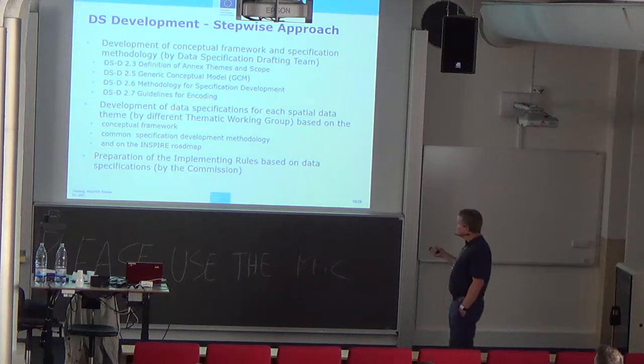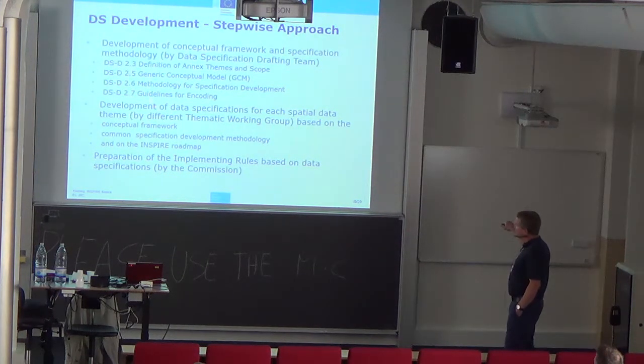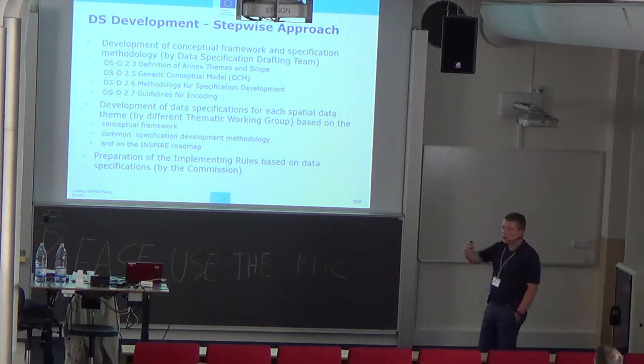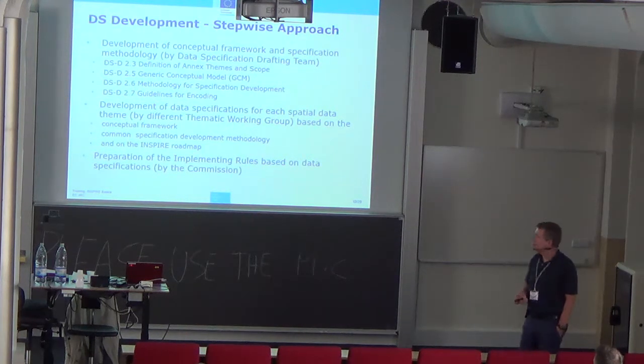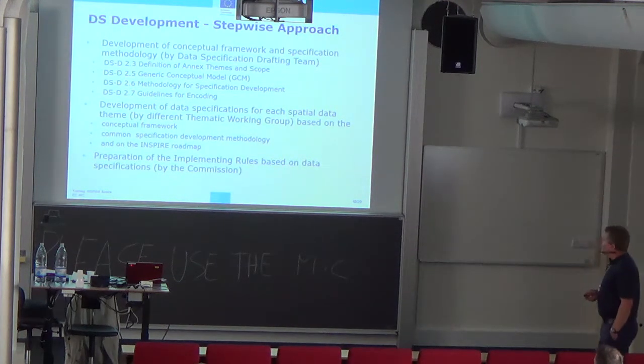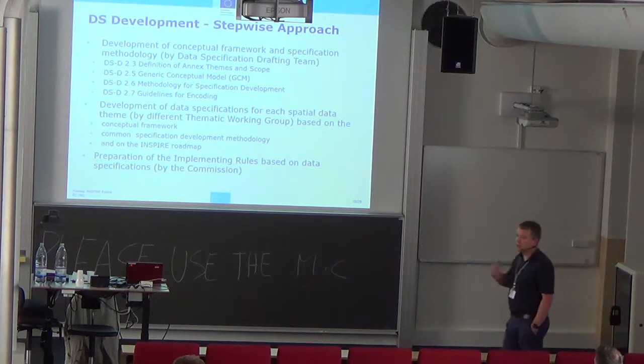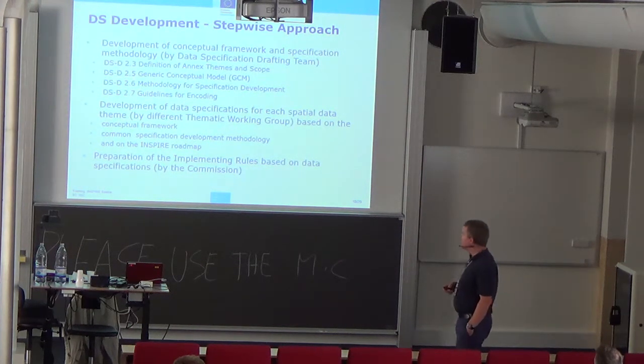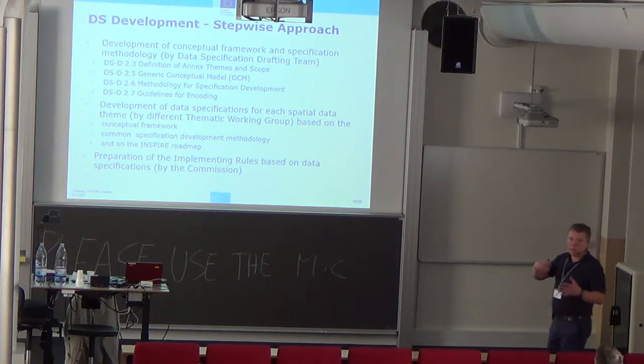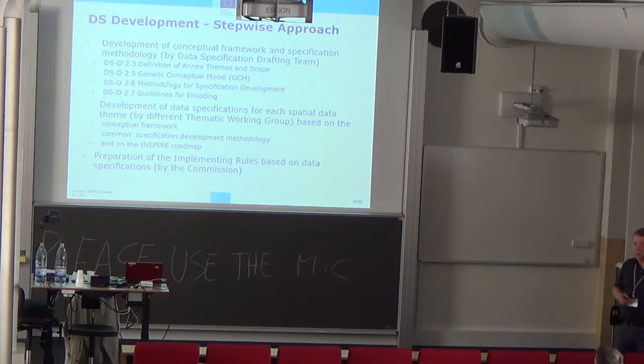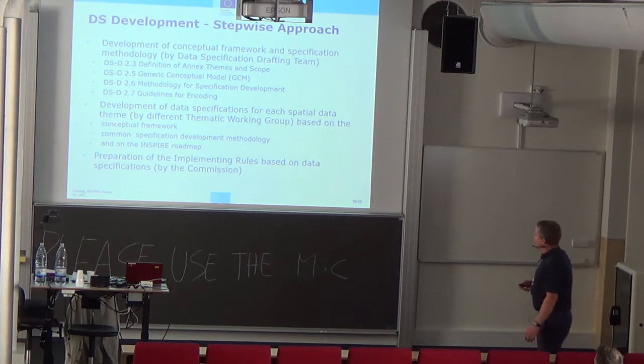And all thematic working groups were using these basic documents in the development of each data model for a particular data theme. This is important: all of these documents you can also find in the INSPIRE library, so they are all publicly available. There is also one nice report from 2013, I think, about the development of data models. It's available on the JRC website, if you want to know something more about the development of those data models and data specifications.